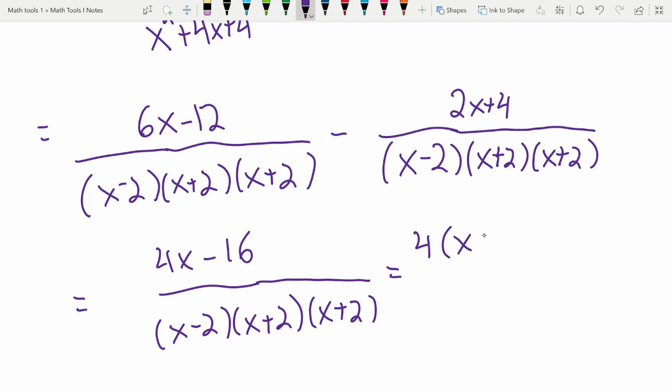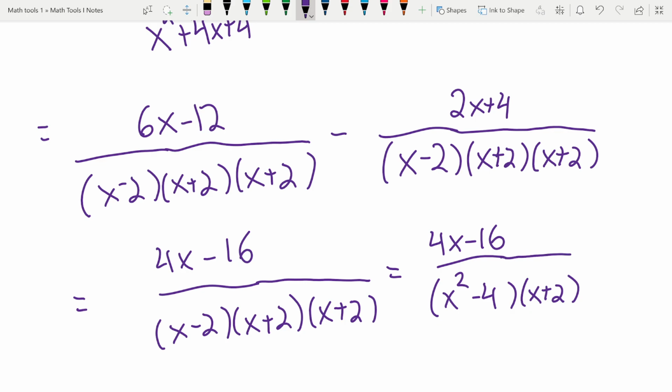So we're going to get 4 times just x minus 4. So it looks like there's nothing that's going to cancel here. With that in mind, we could just leave it like the left-hand side, or maybe we just want to multiply everything out. So we'll go ahead and write out 4x minus 16. This is going to be x squared minus 4 times x plus 2, because those first two are the difference of two squares. And then we'll have 4x minus 16.